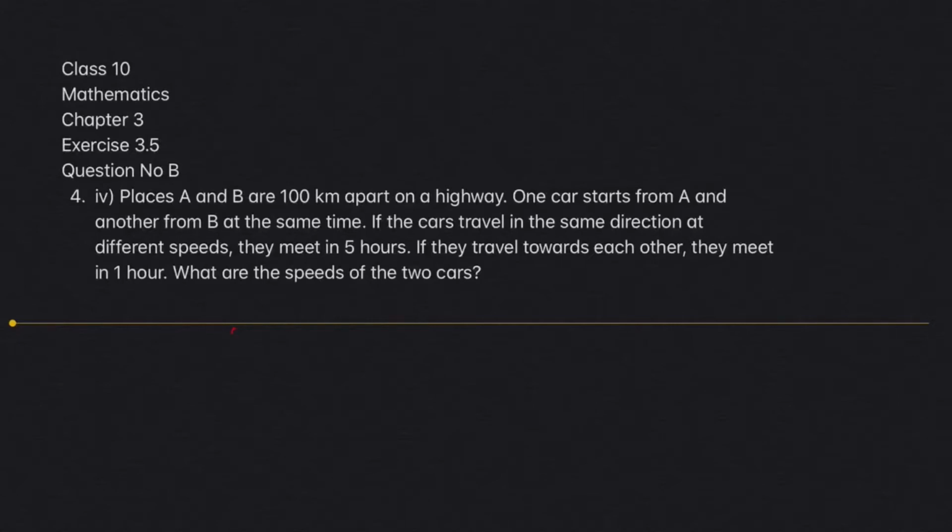This is from chapter 3, linear equations in two variables. Places A and B are 100 kilometer apart. One car starts from A, another from B. If the car travels in the same direction, okay, so I will change the diagram a bit.